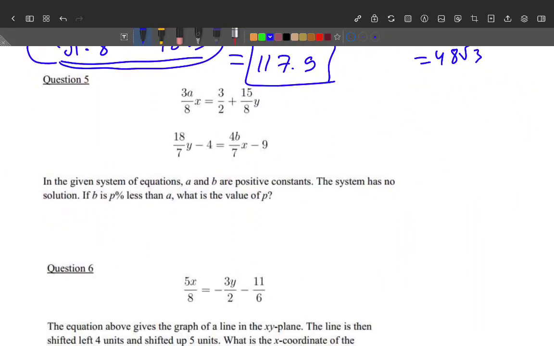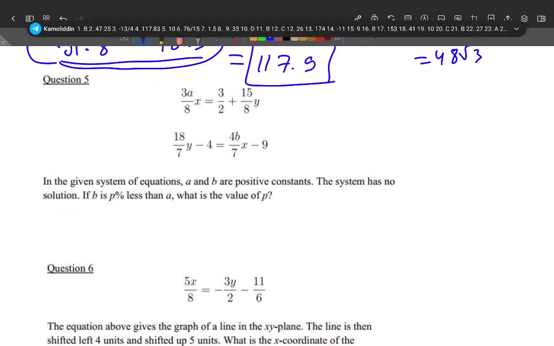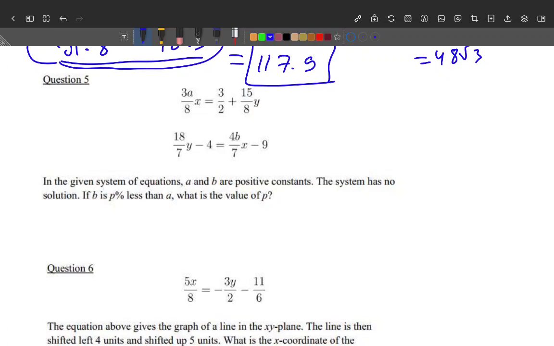And this question, in the given systems of equations A and okay, let's do it like this.